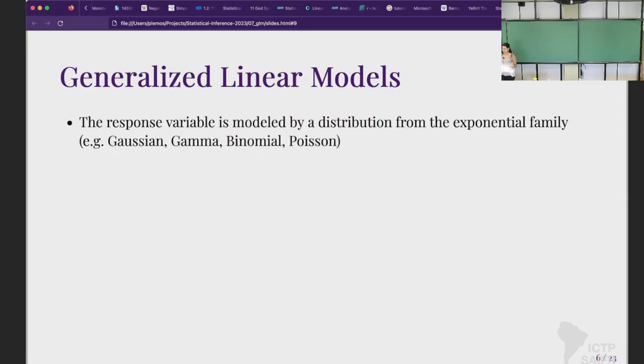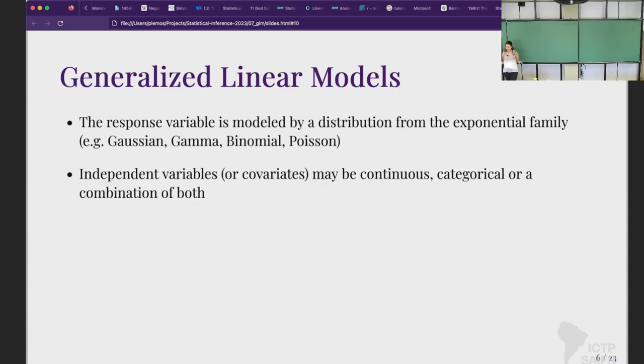To deal with these deviations, we can use generalized linear models, and in these models, we are assuming that our response variable will be modeled by a distribution that comes from the exponential family. The Gaussian distribution is a special case, so linear models are a special case of generalized linear models, but it can also take into account other distributions like gamma, binomial, Poisson. Our independent variables, or covariates, or explanatory variables, they're all the same thing, which is our x. They can be continuous, categorical, or a combination of both. There's no restriction on our independent variables here.